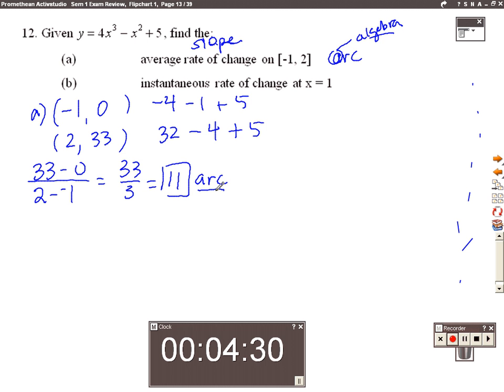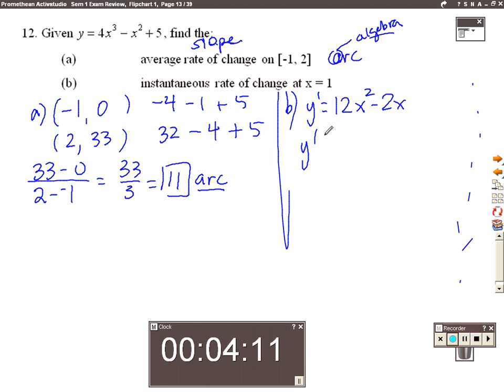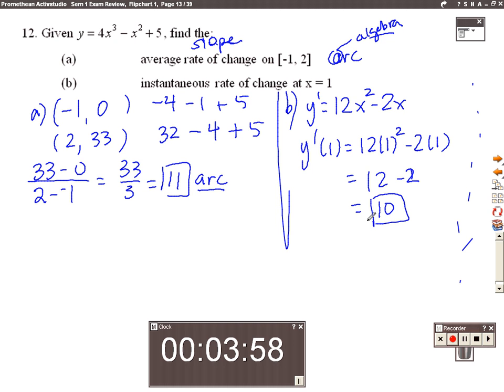B, they're asking me for the instantaneous rate of change, and that's code for find the derivative and evaluate it at 1. So y prime would be equal to 12x squared minus 2x, and the derivative of 5 is 0. The derivative evaluated at 1 would be 12 times 1 squared minus 2 times 1, which would be 12 minus 2, which would be 10. So that's the average rate of change, which is algebra, and the instant rate of change, which is calculus.